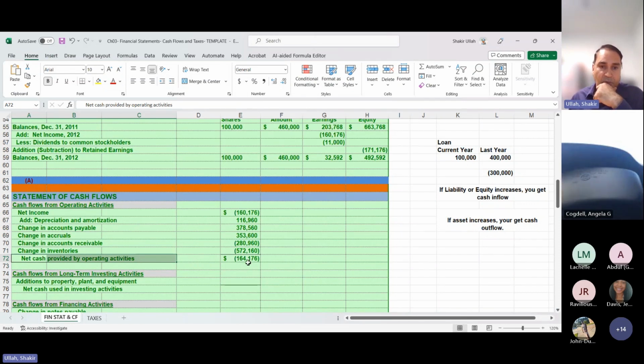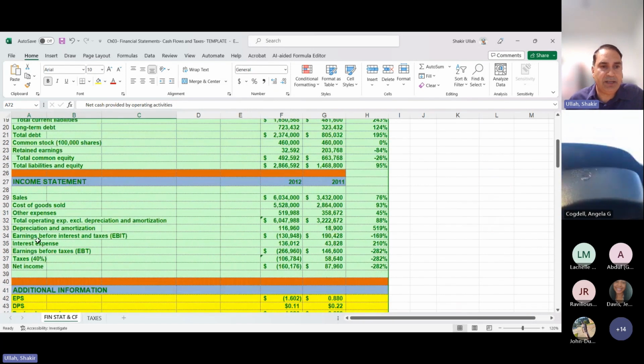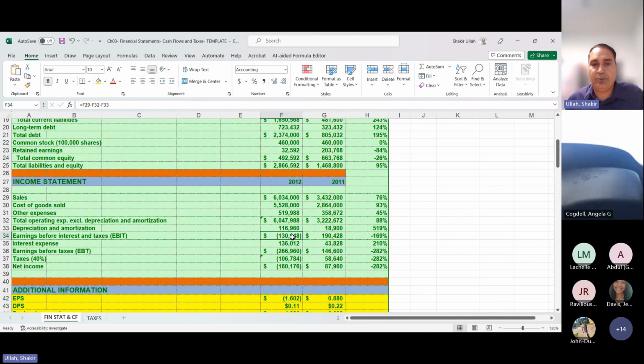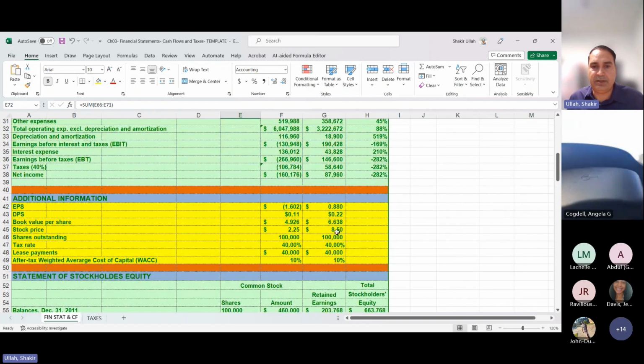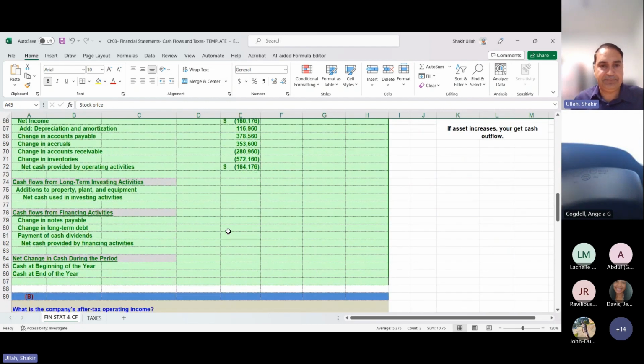So we have burned $164,176 as a result of our operations. We're not only losing money in our operations, as you can see on the income statement, where our EBIT, which is the operating income, is a negative number, but we're also burning cash in the operations. So there could be something wrong with this company's operations, and we may want to dig deeper. And that is probably the reason that the stock price has gone tremendously down, from $8.5 to $2.25. That is still an indication of what's happening in the company.